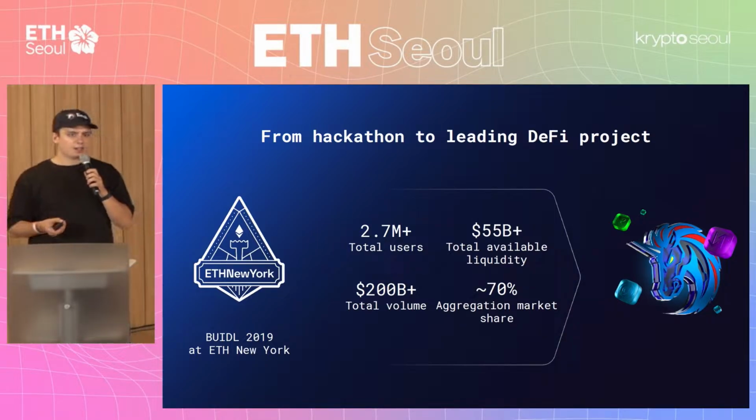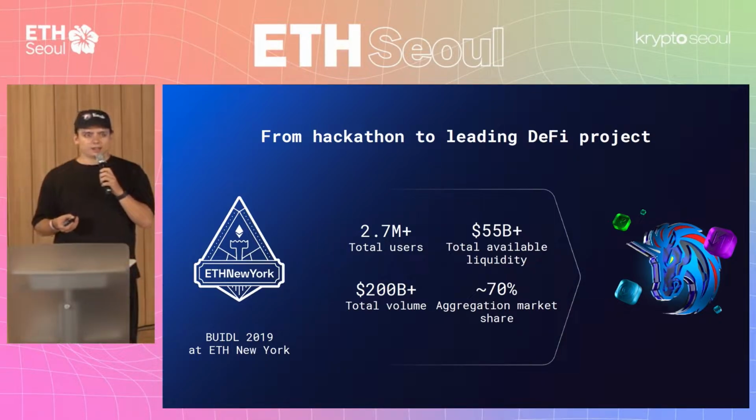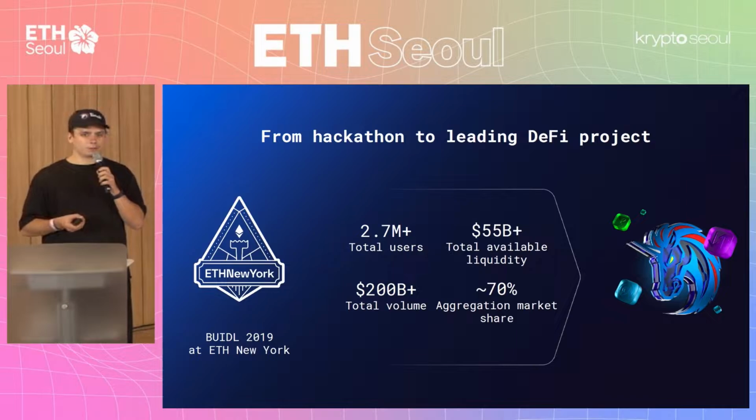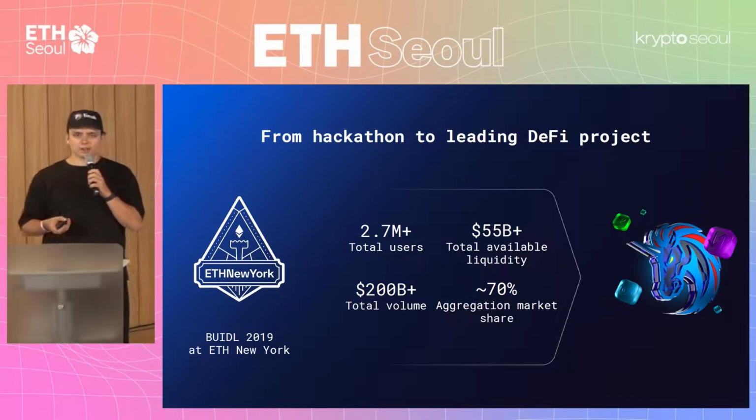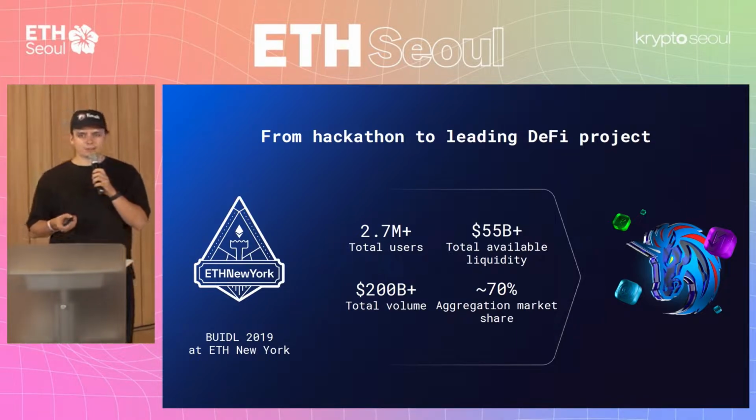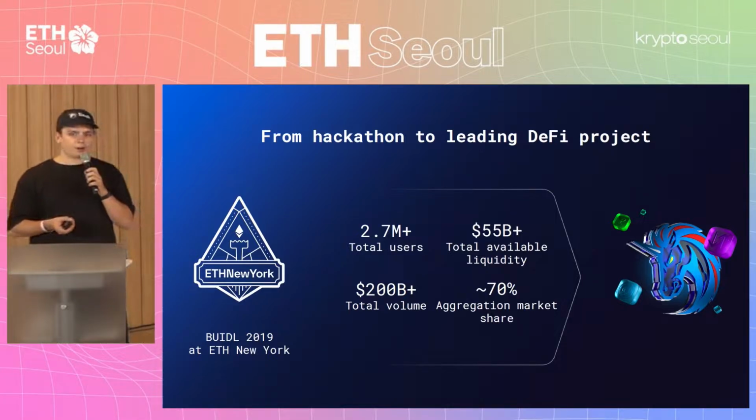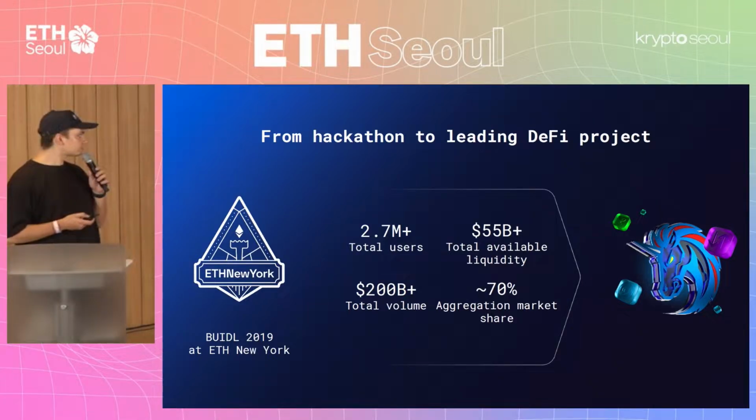EVM chains. Aggregation protocol is basically the idea of how we can aggregate all the liquidity across all the DEXs and allow users to swap with the best rate on the market with the same user experience as on Uniswap, for example.